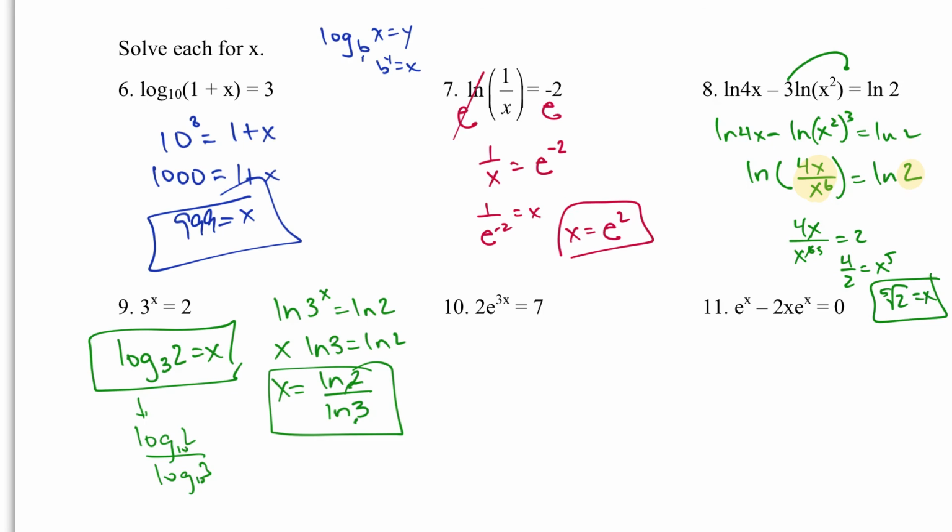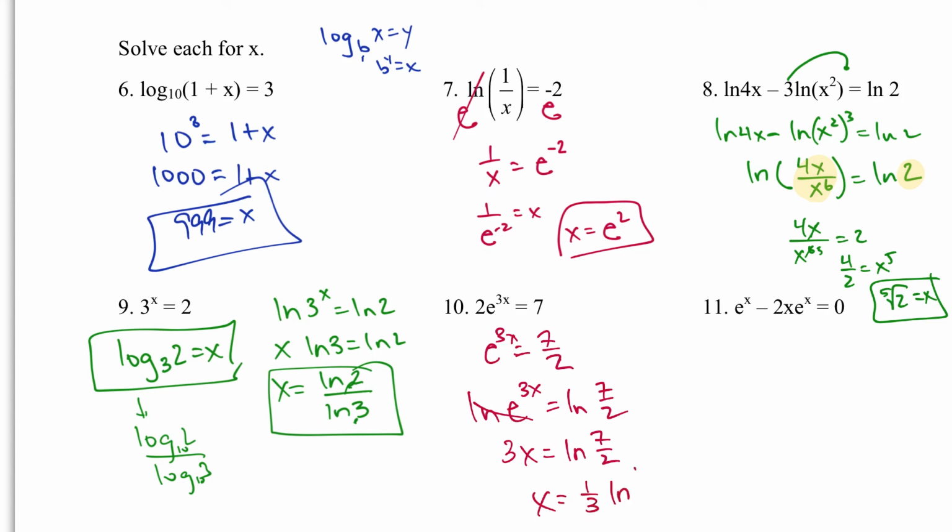Okay, next, over here, e to the 3x equals 7 over 2. I'm going to divide each side by 2 first. Now, natural log each side, because that's how I get rid of the e. So that goes away, so I end up with 3x equals ln 7 over 2. So x will be 1/3 times ln 7 over 2. Or you can say ln 7 over 2 divided by 3. Works either way.